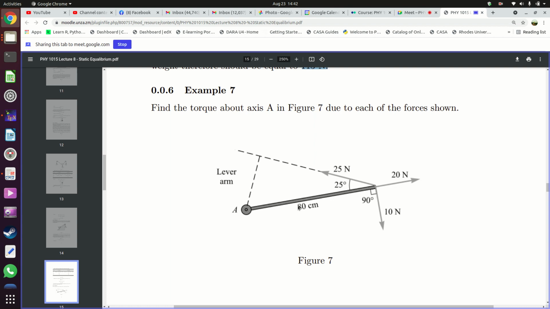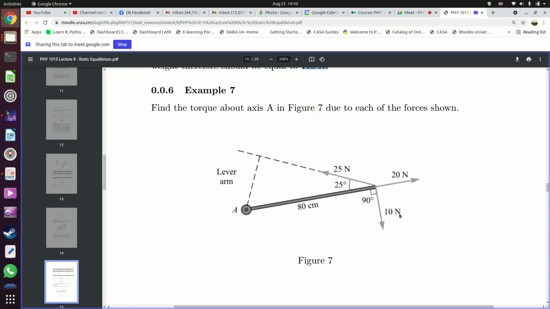This 90 degrees is telling you that the length of this bar is the lever arm for this particular force. So you draw from the pivot straight up to the line of action of the force, and you make sure that you have a 90 degrees angle. That's going to be a lever arm. So for this 25 Newton force, the lever arm is this bit here. That's going to be 0.8 meters times sine 25. That will be a lever arm. Then lever arm multiplied by 25. That's going to give you a torque.